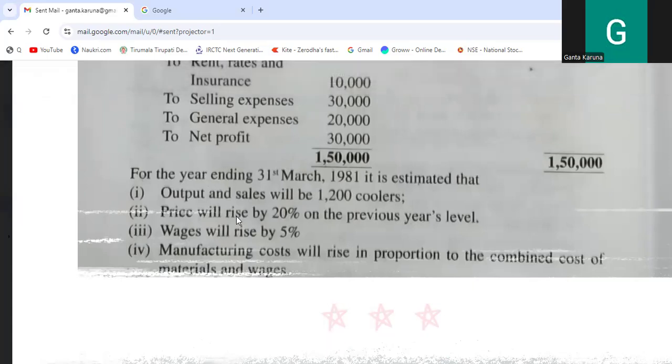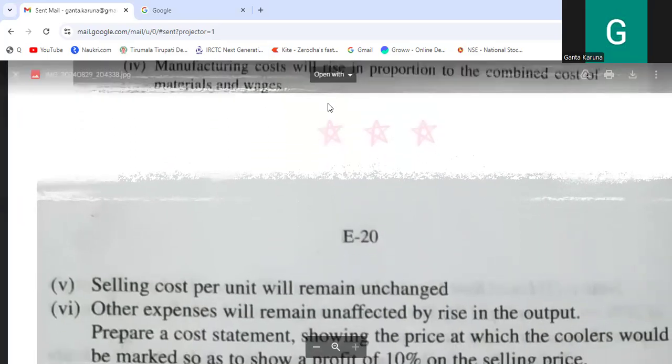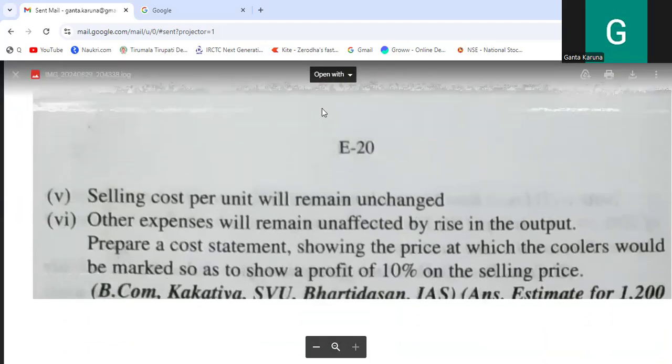First, price will rise by 20% on the previous year's level. Price rise means obviously it is on the materials. Then wages will also rise by 5%. Then he gave that manufacturing cost will rise in proportion to the combined cost of material and wages. What is that combined cost of materials and wages? It is nothing but prime cost. When I add my wages and materials, that is said to be my prime cost.